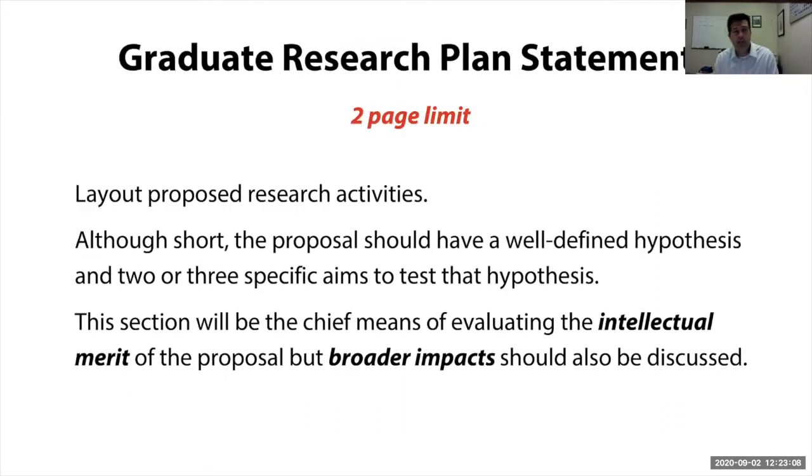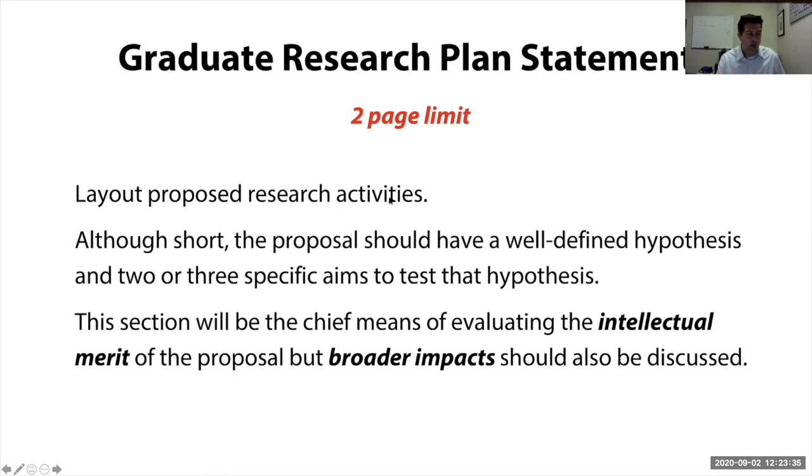Now, the second one is your so-called graduate research plan statement. Okay? And this document is only 2 pages and should be treated as if it was kind of a formal research proposal. What you're trying to do with this statement is to lay out your proposed research activities. Okay, that's the purpose of this statement. You're going to describe what you intend to do.